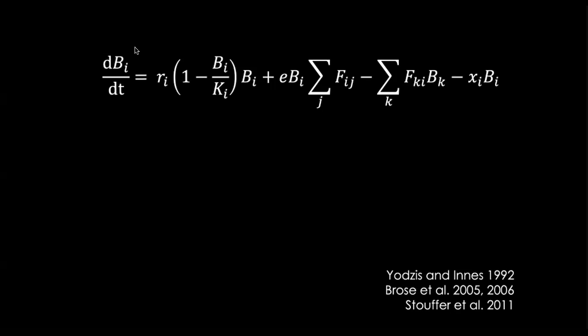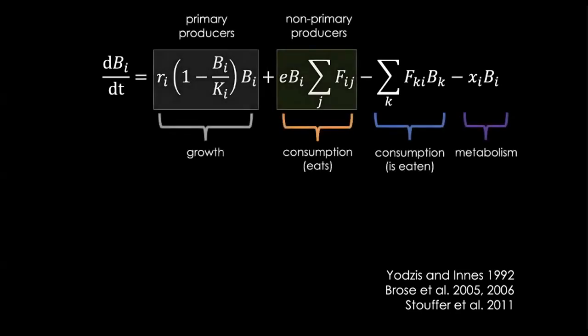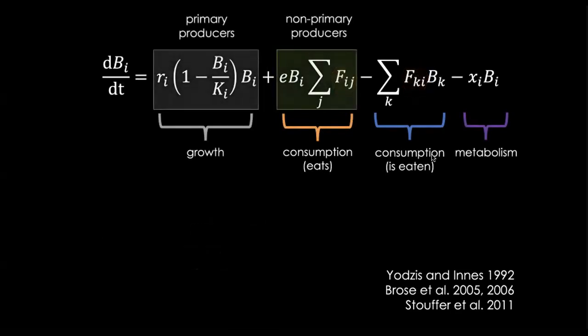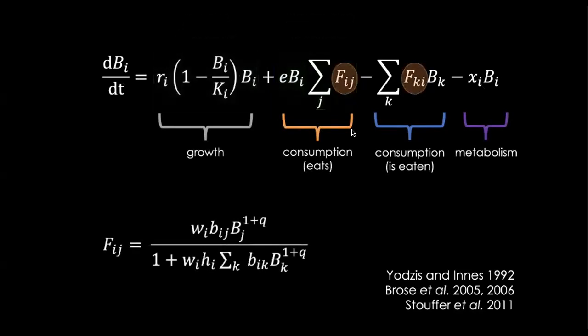And the idea is that if Bi is the biomass of species i, its dynamic can be described with this general equation where you have a growth term for plants, then biomass gained by consumption for species that are not plants, a term of consumption by predators, and a loss term due to metabolism. And in this equation, the Fij here is the functional response, which is here assumed to be a multiple-prey Holling type functional response. So again, this is a model that is quite widely used in the literature.